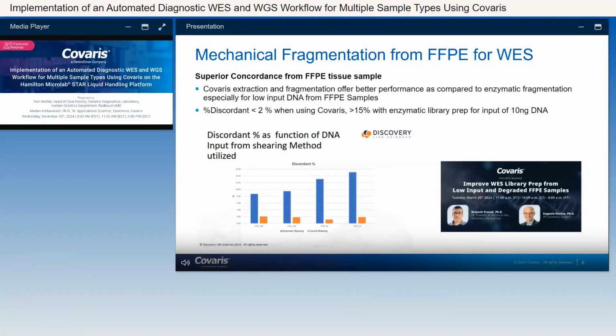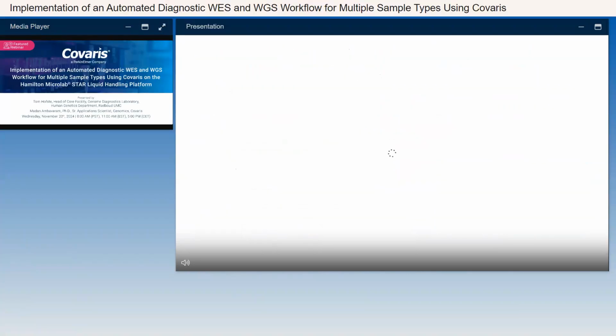It is noteworthy to mention here that the discordance rate remained under 2% when using the Covaris, compared to over 15% with the enzymatic library prep using the 10 nanogram DNA input, which is shown in this bar graph on the bottom left.